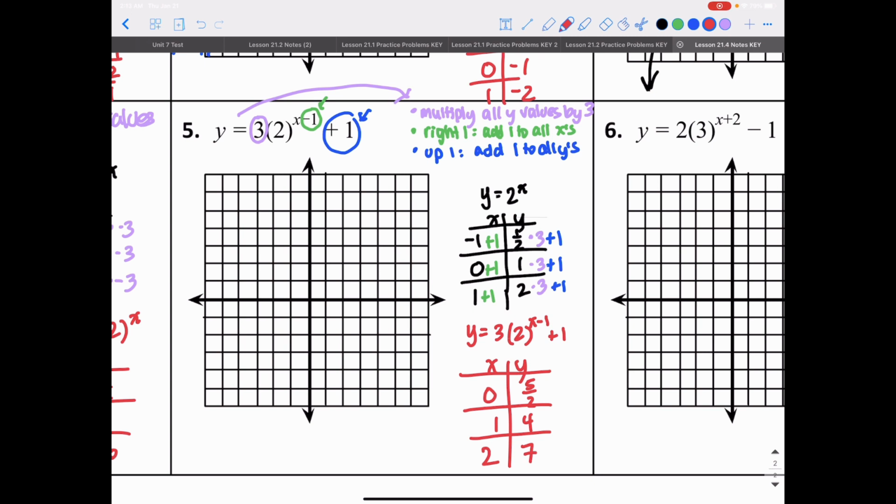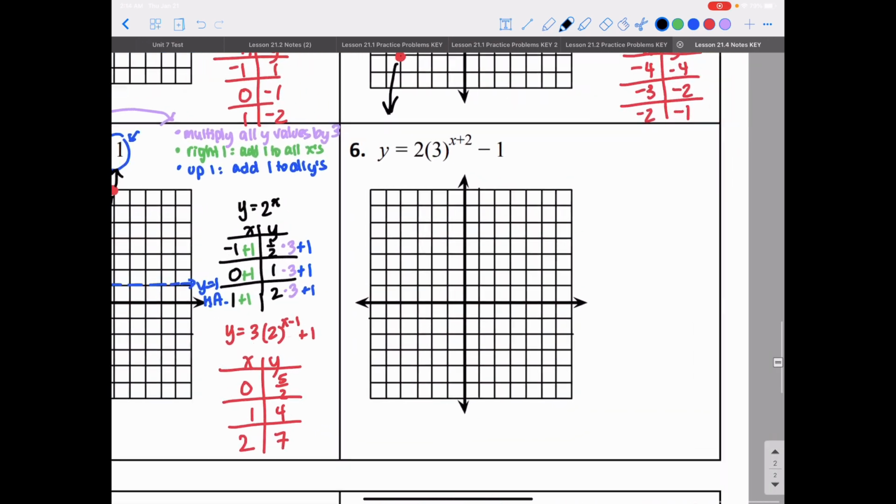So 0, 5/2, which is about here. That's 2.5. And then I have 1, 4. And I have 2, 7, right here. And I know my horizontal asymptote is going to be, I have a shift of moving 1 up, so it's going to be at y is equal to 1. That's my horizontal asymptote. And when I connect these points, I know that I'm not going to touch that line.